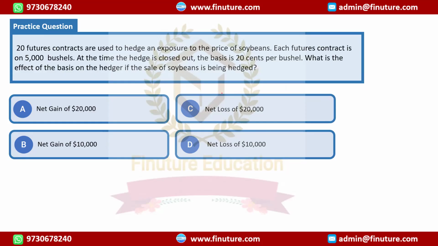At the time the hedge is closed, basis is 20 cents. So you are given that the basis per bushel is 20 cents, kind of like $0.20. What is the effect of basis on the hedger if the sale of soybean is being hedged? So you are asked, you are in a short hedge position. What is the impact of this 20 cent basis at maturity when the contract is closed? So you are given that there would be a gain of some amount and there would be a loss.